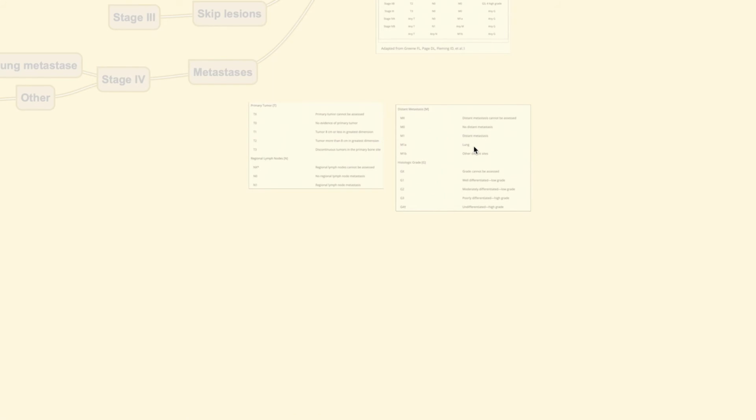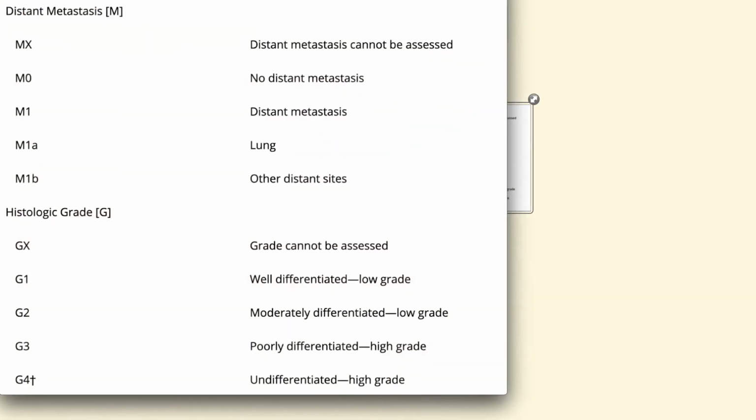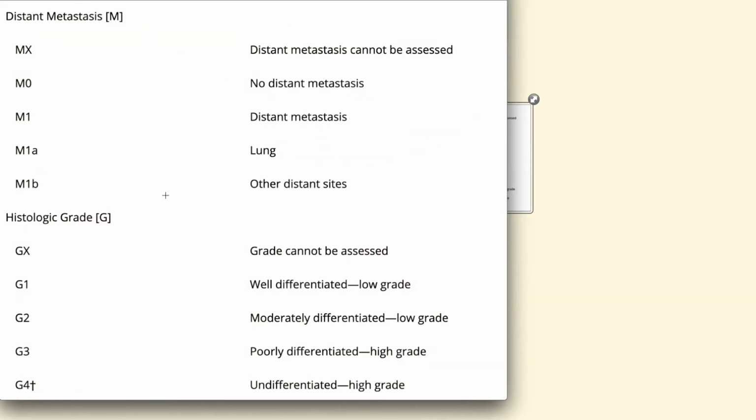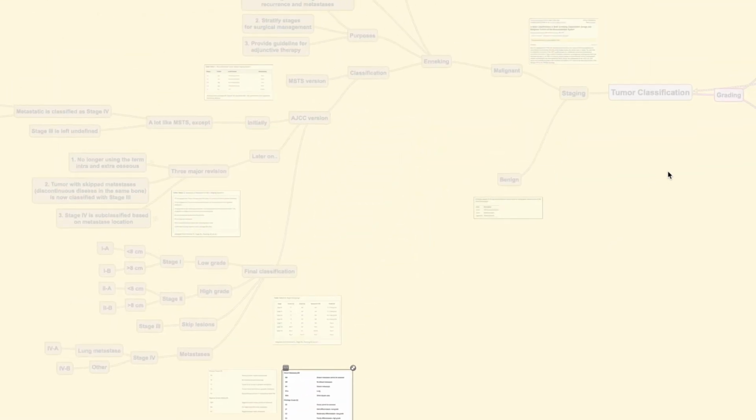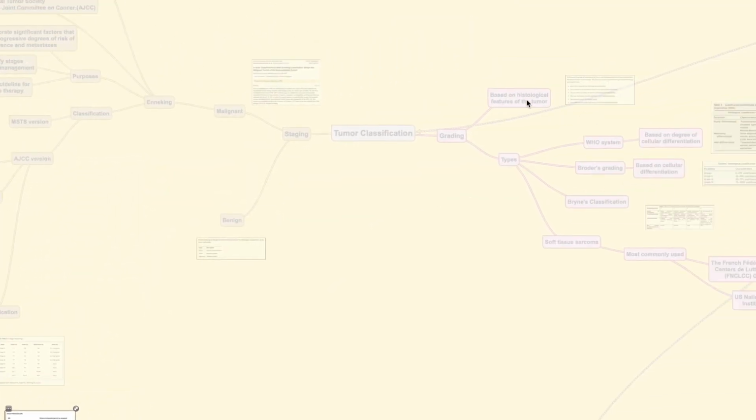While for N, if there is any regional lymph node metastasis, then it is considered N1. So to summarize this, there's another one. For the distant metastasis, this is as mentioned before. As you can see here that the G1, 2, 3, 4, this is also based on one of the grading systems I've mentioned earlier in this video, which is subdivided into well-differentiated, moderately differentiated, poorly differentiated, or undifferentiated. Okay, to sum it up, you need to know about the histological features of a tumor to determine a grade.